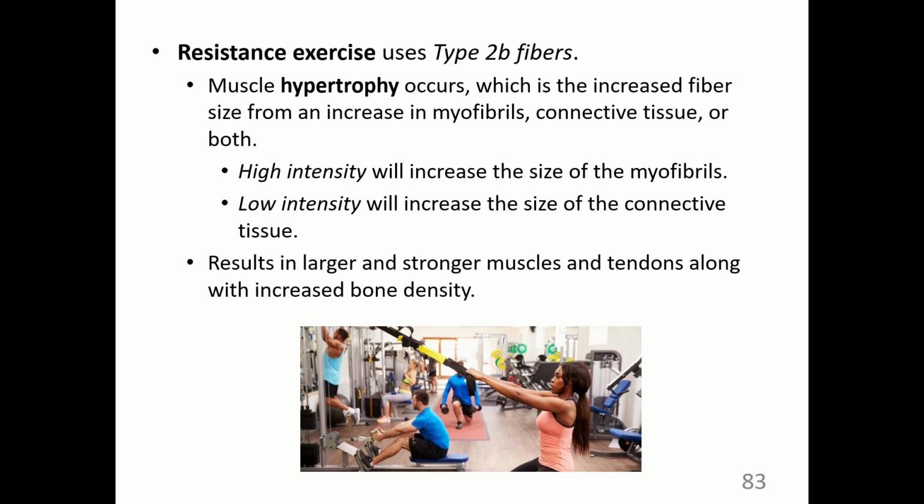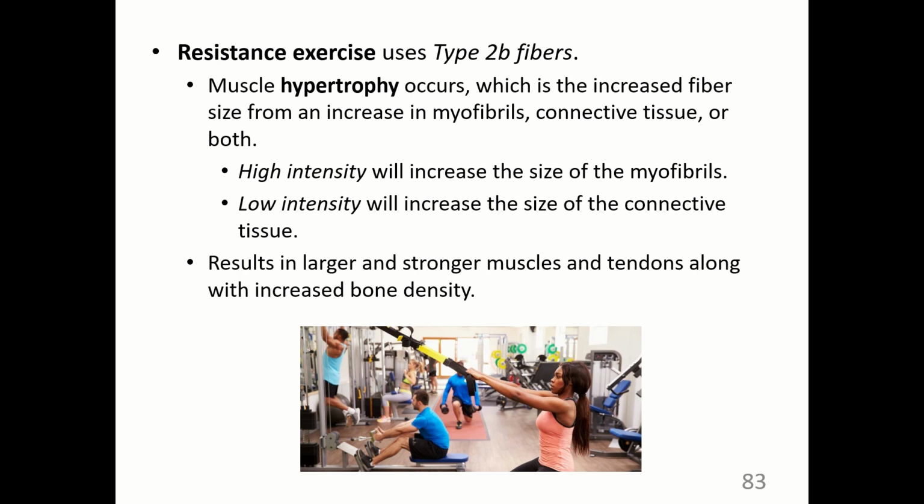Resistance exercise uses type 2B fibers, which are the fast glycolytic fibers. And this is what will cause muscle hypertrophy. So muscle hypertrophy will occur, which is the increased fiber size from an increase in myofibrils, connective tissue, or both.